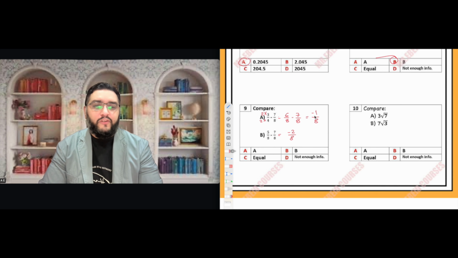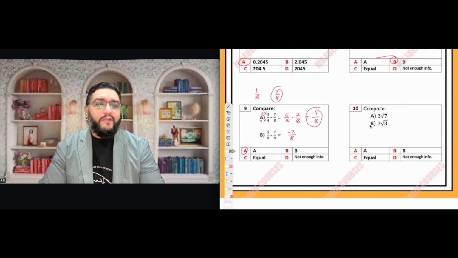Which is greater, negative 1 over 8 or negative 2 over 8? If it's 1 over 8 and 2 over 8, without the negative, we have 2 over 8 is greater. But with the negative sign, negative 1 over 8 will be greater, so the answer is 8. Let's move to question 10.